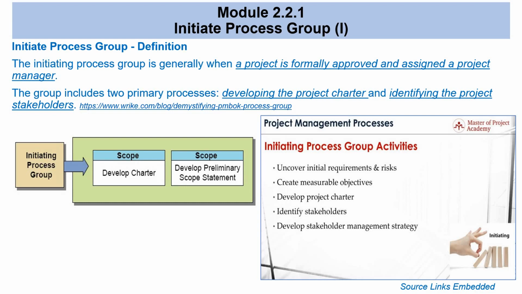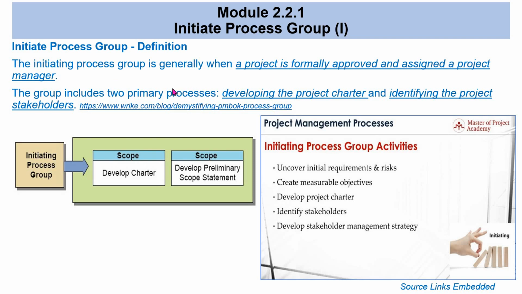In this module, we will continue with the first phase of the process group for project management, which is called the Initiate Process Group. So what is actually the Initiate Process Group? Like we mentioned in a previous video, it's generally when a project is formally approved and assigned a project manager. So basically, when a project is initiated, it simply means there's a formal approval and there is a project manager assigned. That would be the ideal situation.